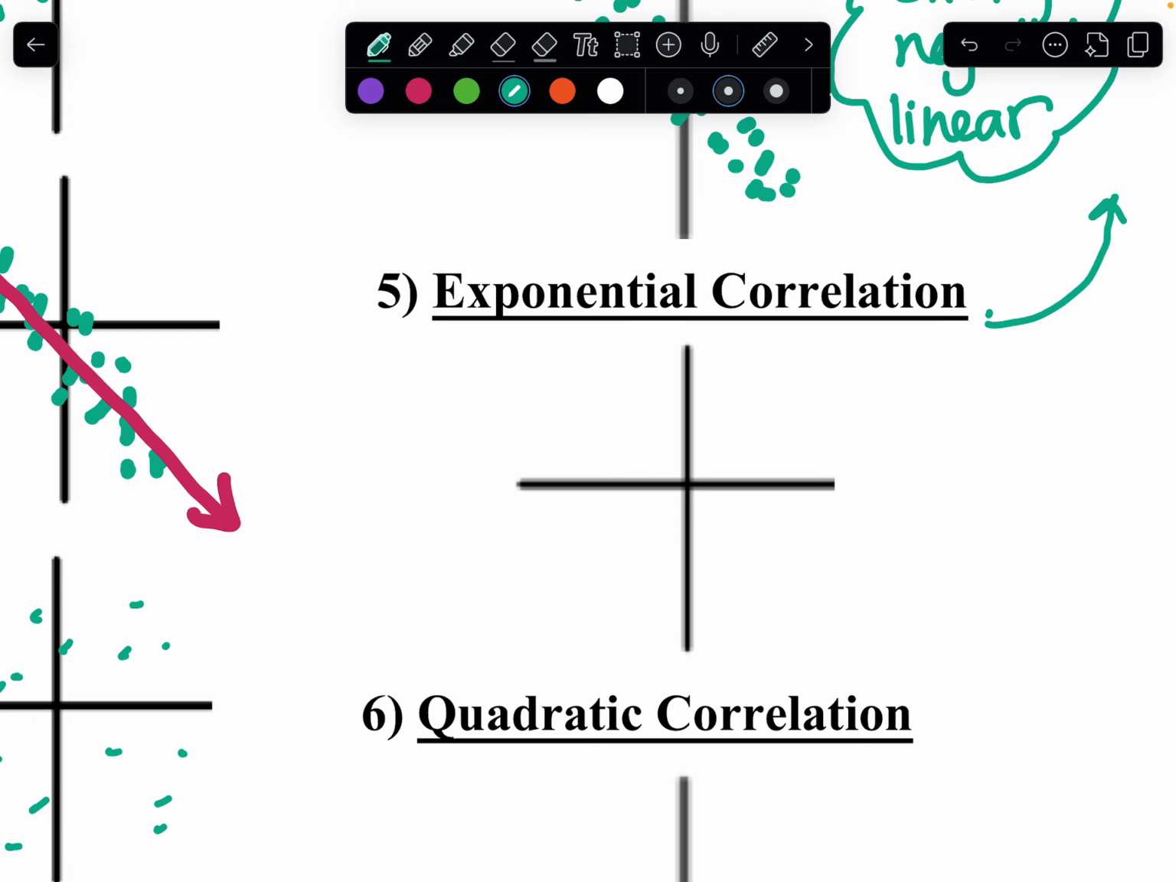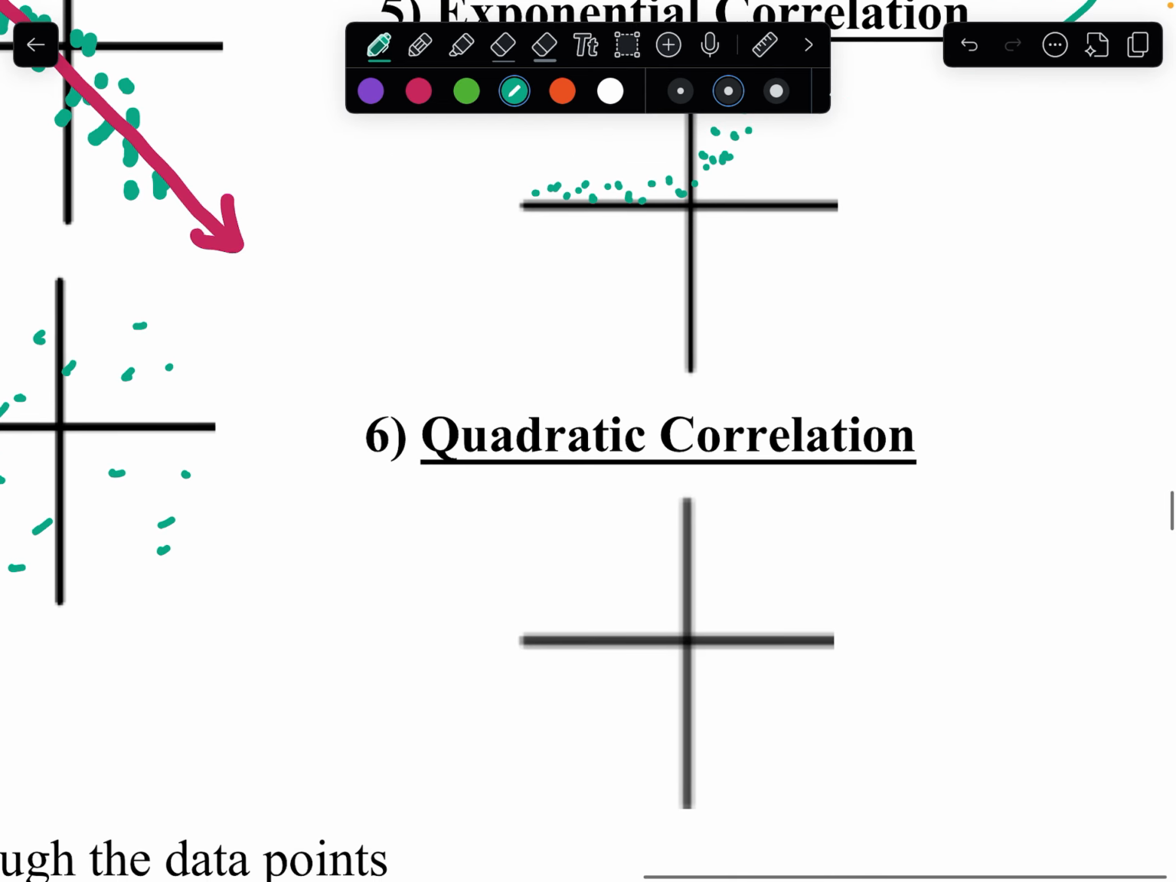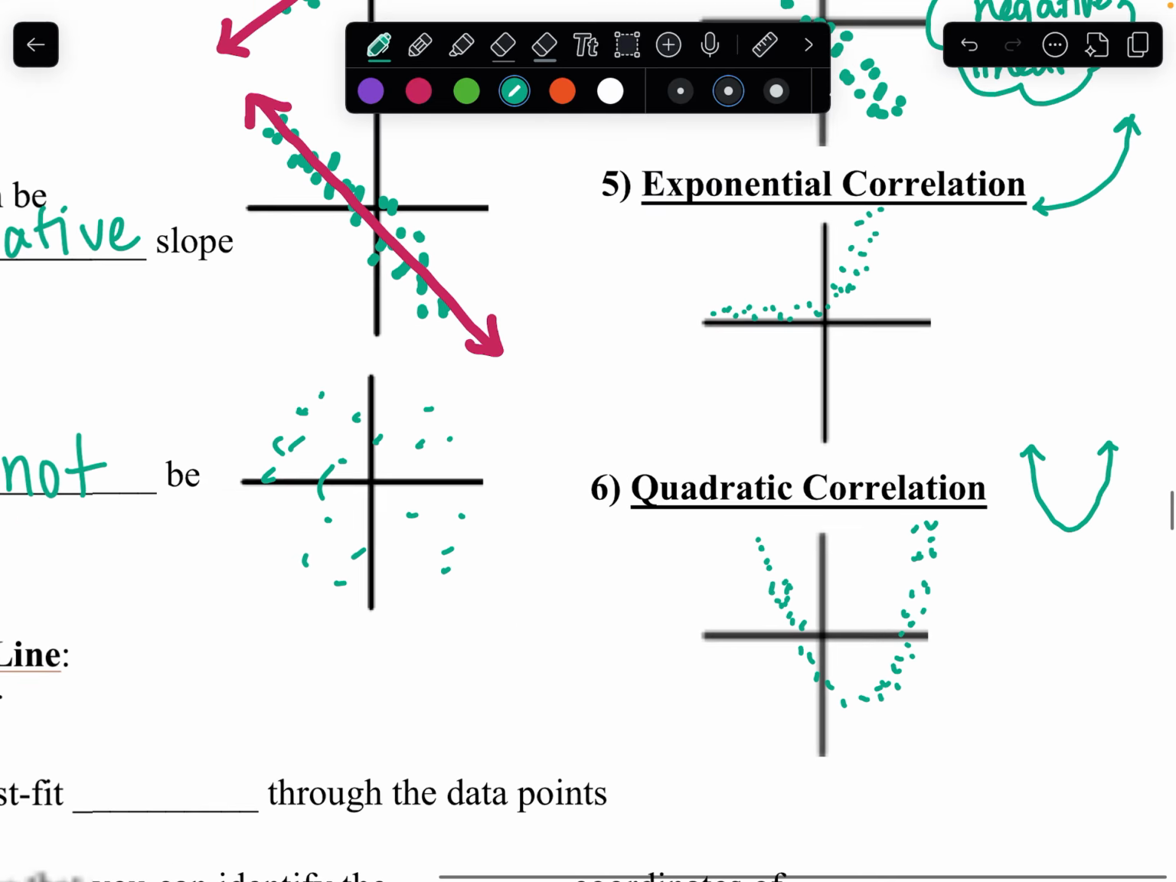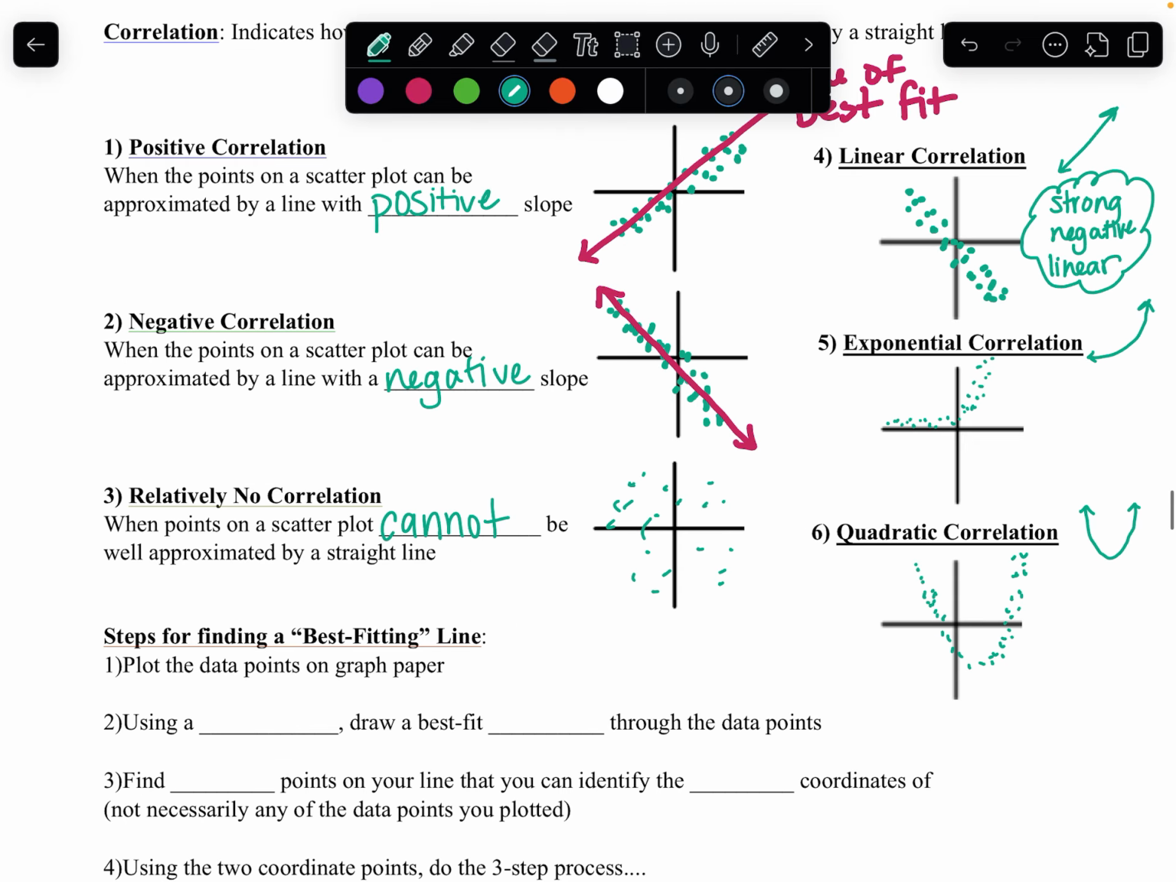Our exponential, this is a J-curve. You should have seen it at some point in science class. It starts out small, and then it grows very quickly. A quadratic, we're going to learn more about quadratics next semester, but it's a U shape. It doesn't have to go through the origin, so it can look something like this. And that would be our quadratic correlation.